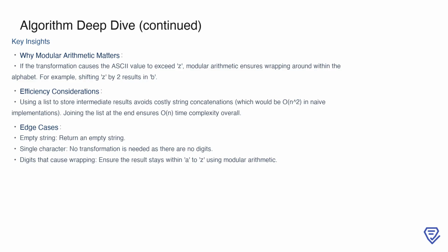Additionally, the algorithm accounts for edge cases such as an empty string, which should simply return an empty output, or a string with a single character, where no transformation is required since there are no digits. Finally, when transformations involve wrapping, the algorithm ensures that the result remains within the range of letters, from A to Z, using modular arithmetic.